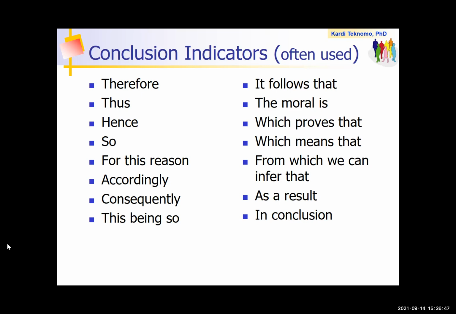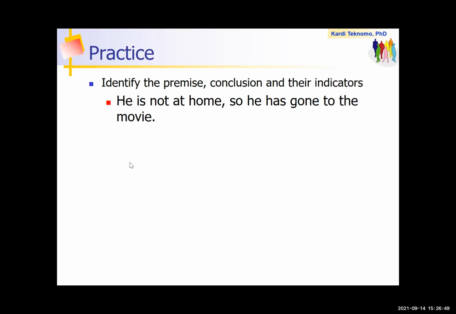So is it clear? When you see a statement like this, look first at what you will do. I will look at the indicator. Is this a conclusion indicator or a premise indicator? The indicator here is so. Then after so, it must be the conclusion. And the other one is the premise. Is it clear?